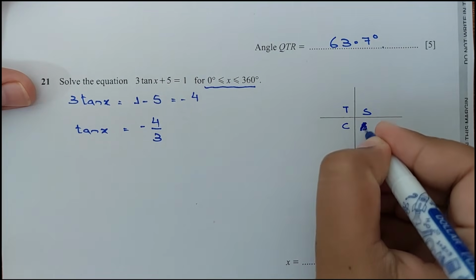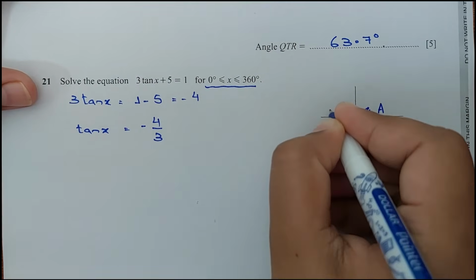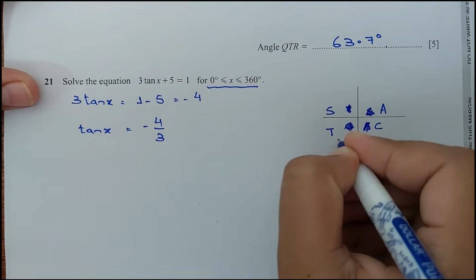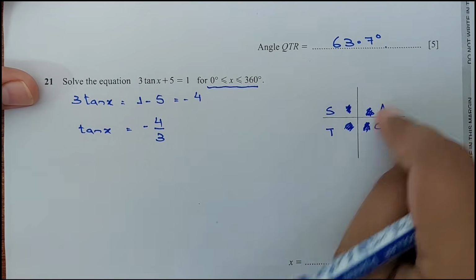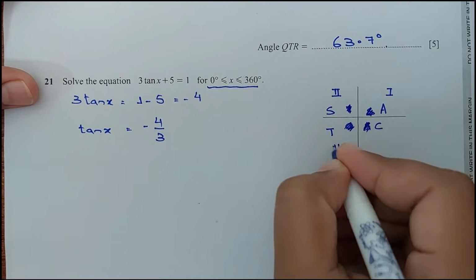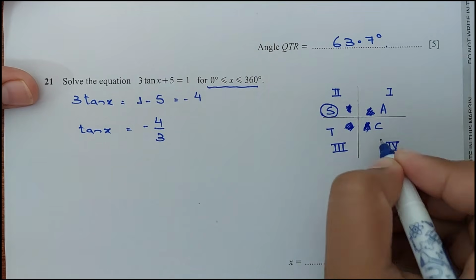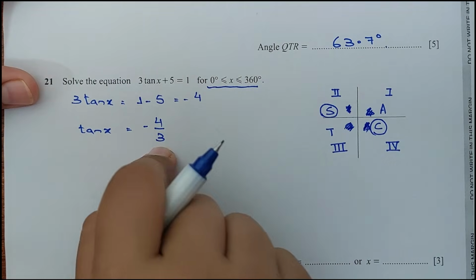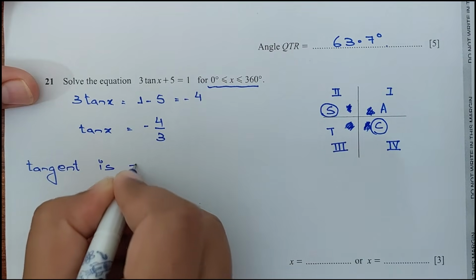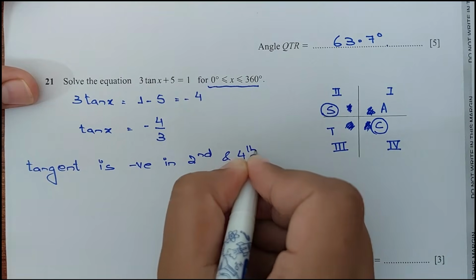Sorry, I made a mistake here. We have to start from the fourth one. This is C, A, S, and T. Cos is positive, all positive, sine positive, tangent positive. So tangent is positive in the first and third quadrant. This is the first quadrant, this is the second quadrant, this is the third quadrant, and this one is the fourth quadrant. So tangent is negative in the second and fourth quadrant.